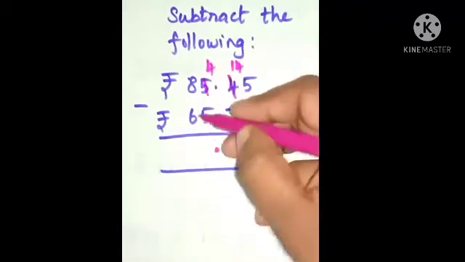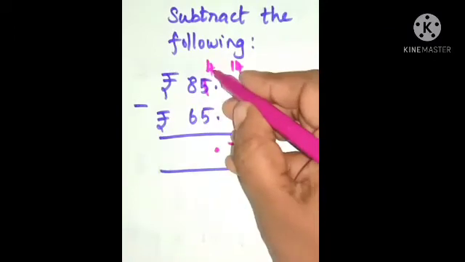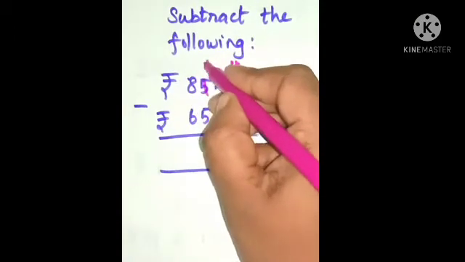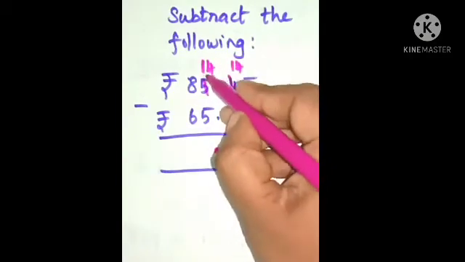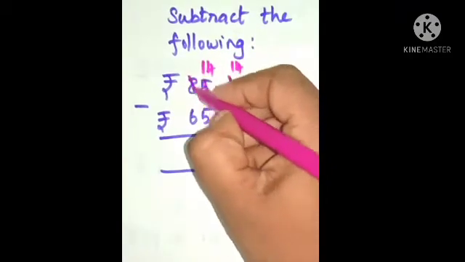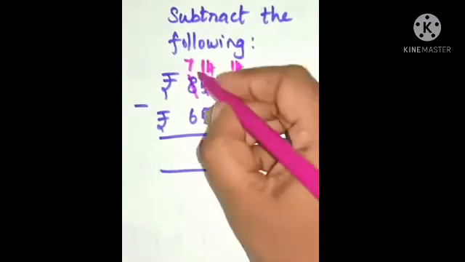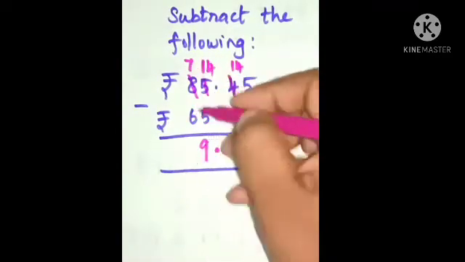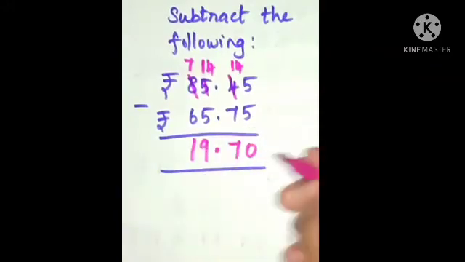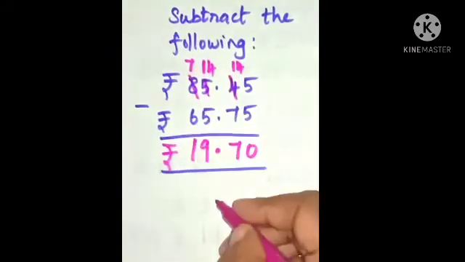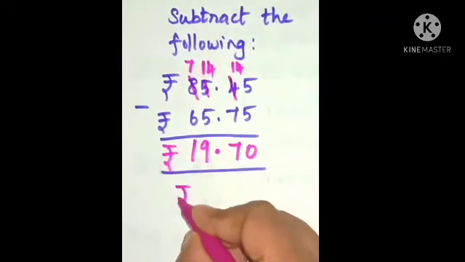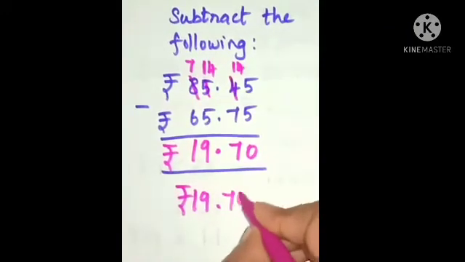4 minus 5. Again we can't subtract 5 from 4. Borrow 1 from 8. Here 4 becomes 14 and 8 becomes 7. 14 minus 5 is 9. 7 minus 6 is 1. Therefore, our answer will be 19 rupees 70 pice.